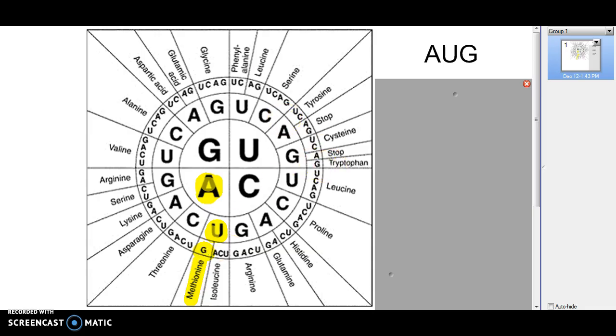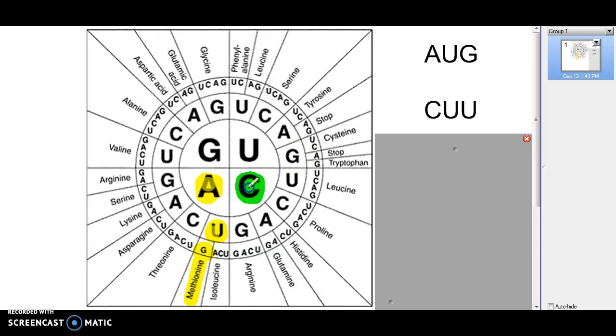I know that's a little confusing, so let's try another one. Our next one is CUU. Same kind of thing. We start with the inner letters in the center to help us with the first letter in the codon, so that's C. The second letter in the group of 3 is U. The third letter is also U. So the amino acid that this codon codes for is leucine.